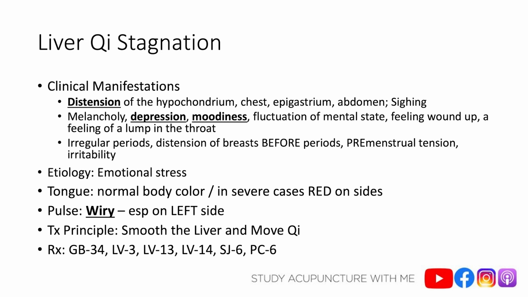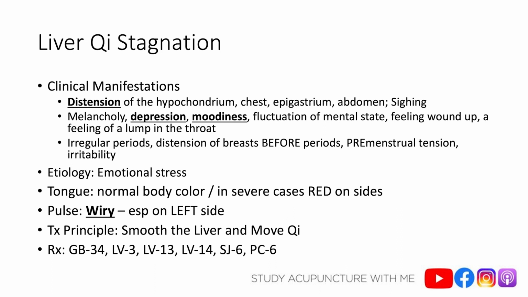So now here with these manifestations, I have underlined the key manifestations. These key manifestations are characteristic of liver qi stagnation. So we have distension of those different areas of the body. We have depression. We have moodiness. And then down here, we have a wiry pulse. So if those are present in your patient, those are enough to help you rule in liver qi stagnation. And now the question is, why does all of this occur? In other words, what is the etiology of liver qi stagnation?